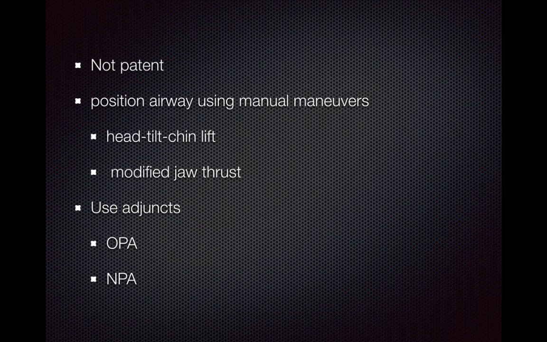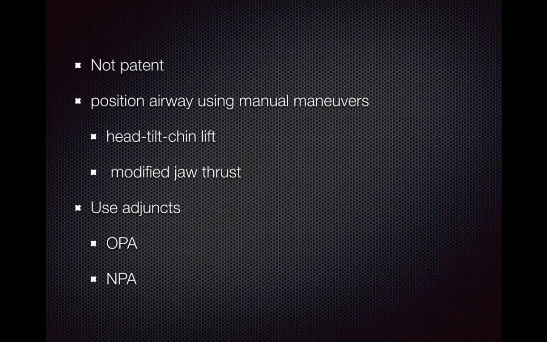If the airway is not patent, the first thing we're going to do is position that airway using a manual maneuver. The manual maneuvers we commonly refer to are the head tilt chin lift and the modified jaw thrust. The modified jaw thrust is for that patient that is exhibiting either a mechanism of injury, an index of suspicion, or we're not even sure one way or the other of a cervical spine injury or spinal injury. Those will be those folks that get the modified jaw thrust. So we've positioned the airway with a manual maneuver.